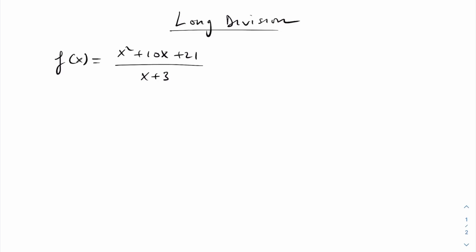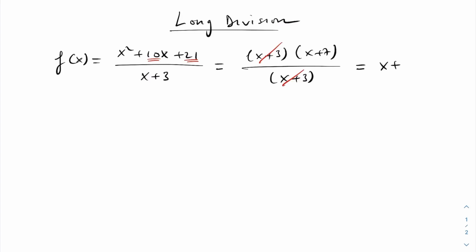In this particular case, if you did that, you would get on the top here, because this is a quadratic, you'd be looking for two numbers that add up to 10 and multiply to 21. In this case, we're going to have x plus 3 and x plus 7. And in the bottom here, you have x plus 3. So you can just cancel out the x plus 3 here, and you should get that the division of those two polynomials, or the simplification of this rational expression, is simply equal to x plus 7, and you should be done.